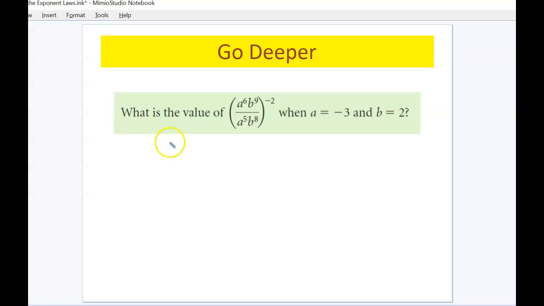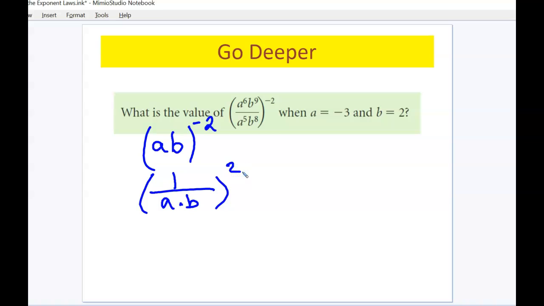So let's just simplify first. So inside the brackets, I have a to the 6th divided by a to the 5th, and 6 minus 5 would be a to the 1st. And here I have b to the 9th divided by b to the 8th, which would also be b to the 1st. And this is all raised to the -2. So now, if I wanted to get rid of my negative exponent, I could reciprocate the base. So it's 1 over a times b, all raised to the +2.